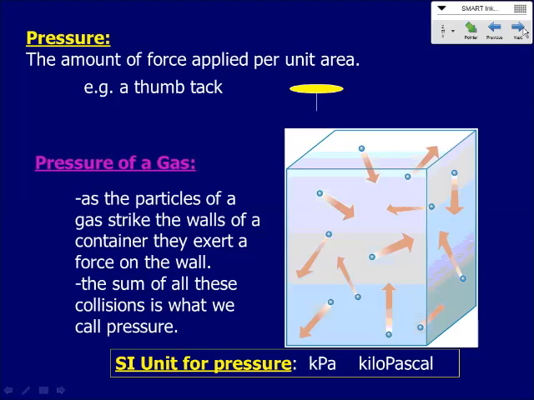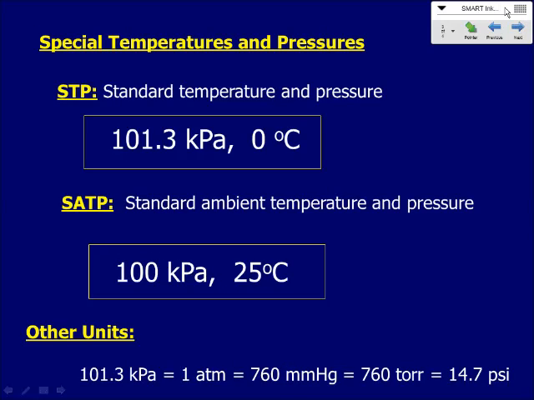The SI unit for pressure is the kilopascal. Actually, it is the pascal, but we use in this course the kilopascal, and that's because a pascal is so small. Okay, so some very important temperatures and pressures that we will be encountering in this course.